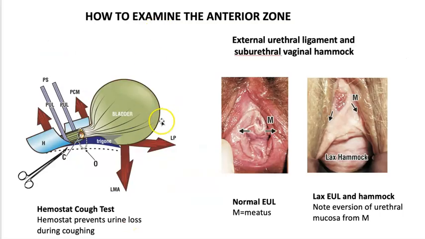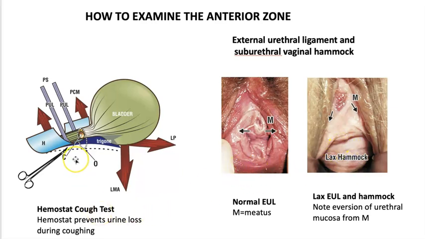So the anterior zone, from meatus to bladder neck, you look at the urethra. Now that's a normal attachment of the urethra. M is the meatus. But if the ligaments are loose, firstly you get an eversion of the urethral mucosa. You can see a drooping here, and the suburethral vaginal hammock, H, is loose like that. Here you see it's not.